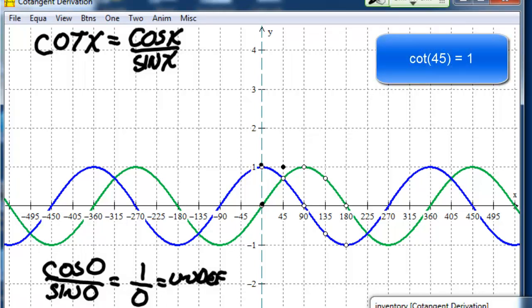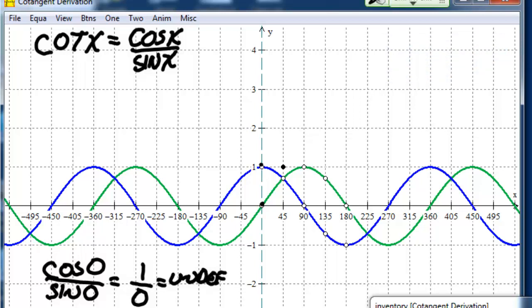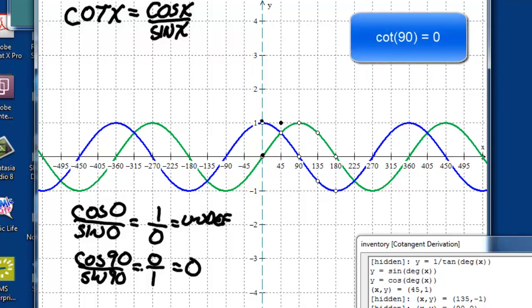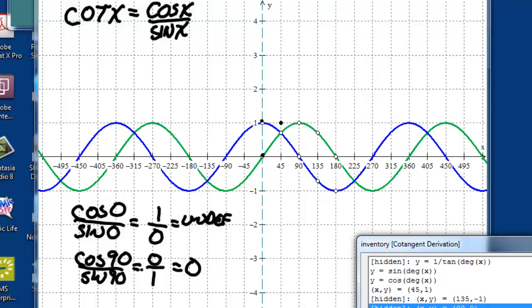Now, at 90 degrees, we have a sine value of 1 and a cosine value of 0. So cosine 90 over sine 90 gives me a 0 over 1, or 0. So at 90 degrees, our cotangent value is 0. Let's put that one in as well.